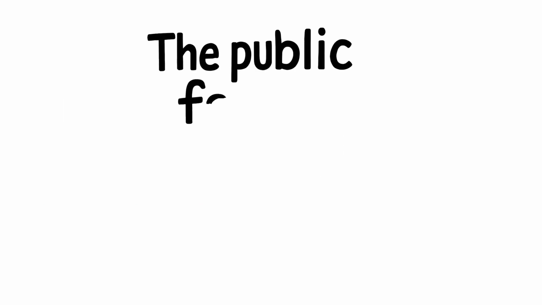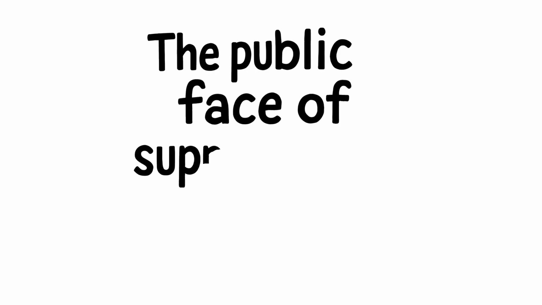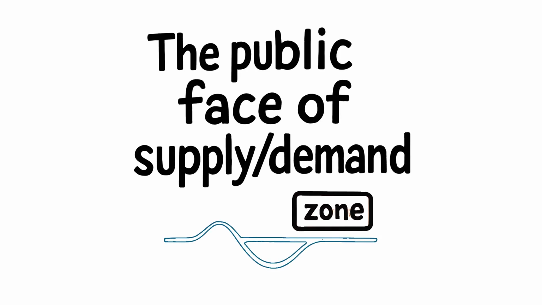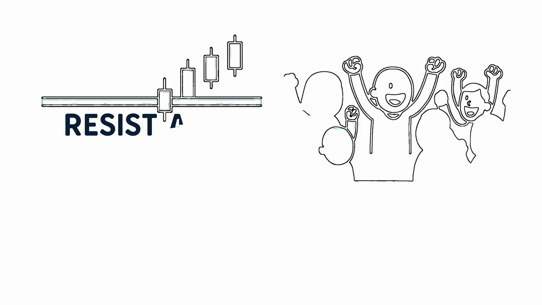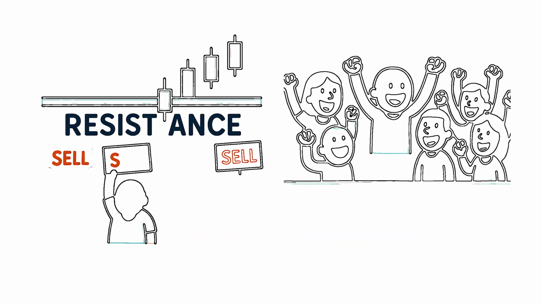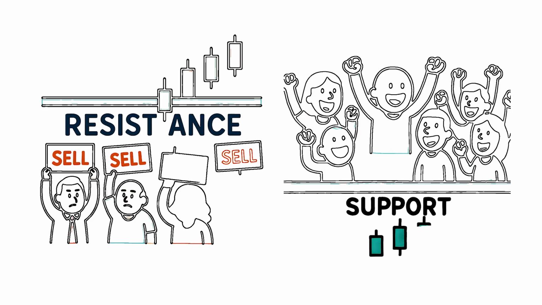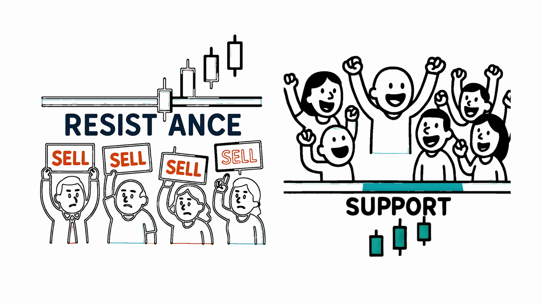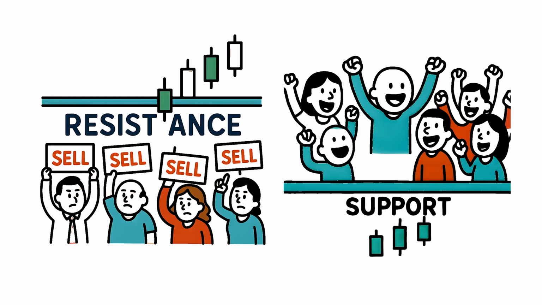But here's the lesson. Support and resistance are the public face of supply and demand. They show where prices turned in the past, but not why it turned. The why is supply and demand. A resistance line is really a price memory where sellers once flooded in. A support line is really a price memory where buyers once flooded in.